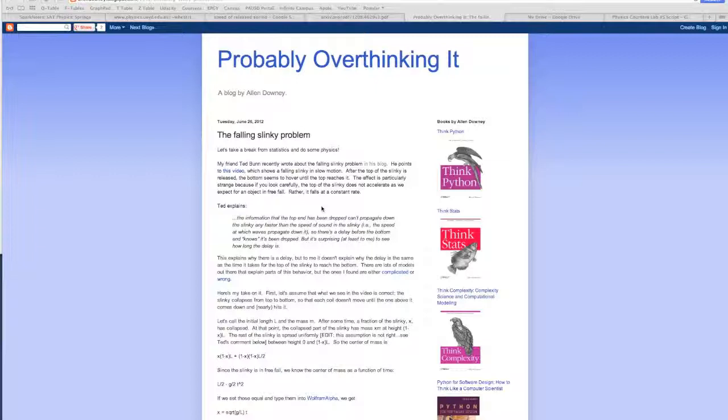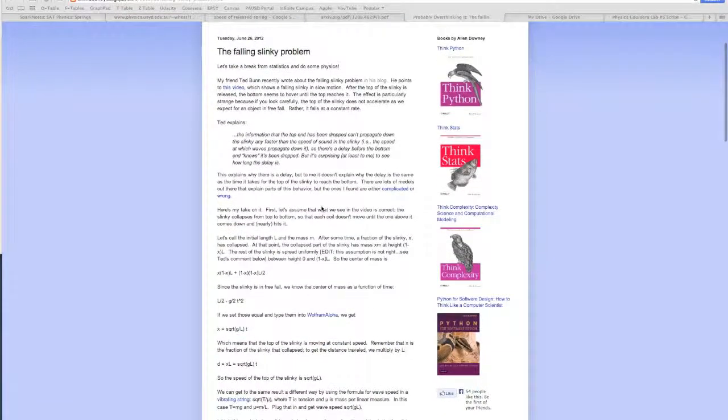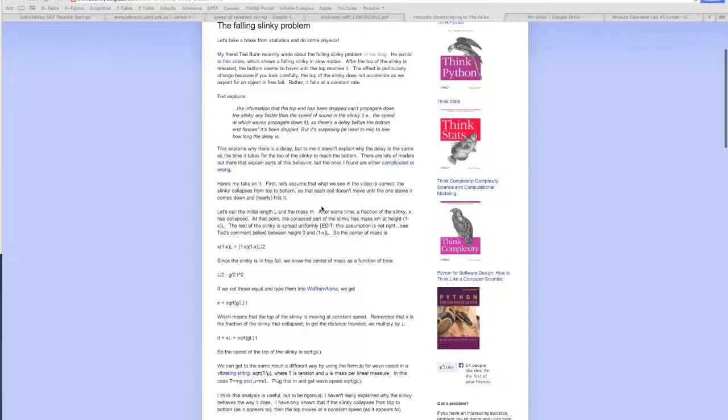Because his model is simplified, it does not model the falling slinky properly. However, we are specifically using only one fact from there, computation of the net speed of the slinky top. For that specific purpose, his model is fine.